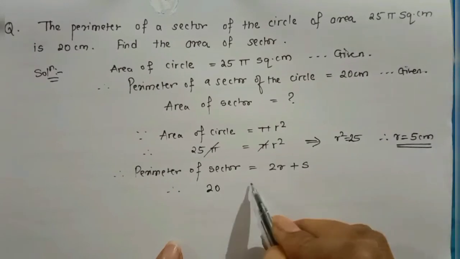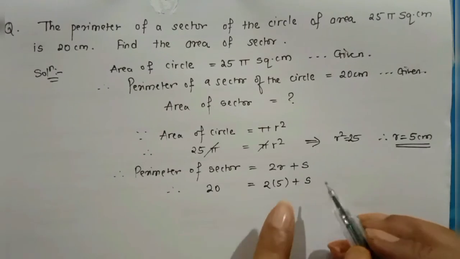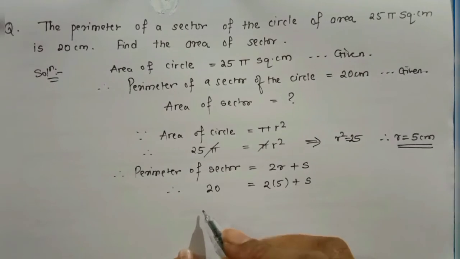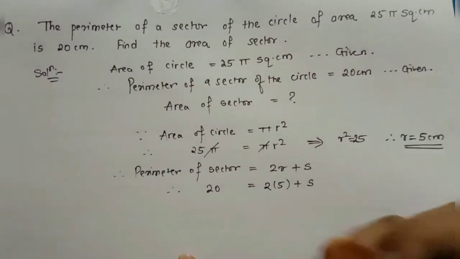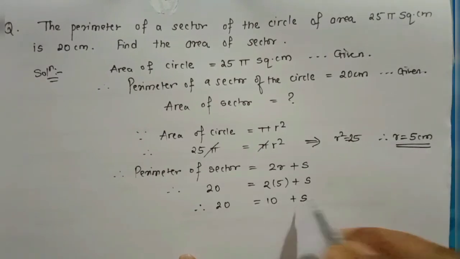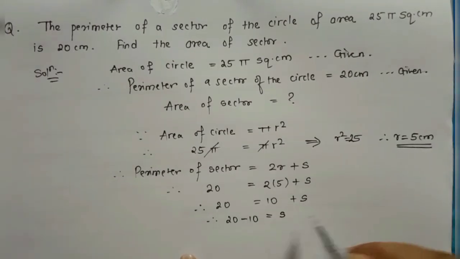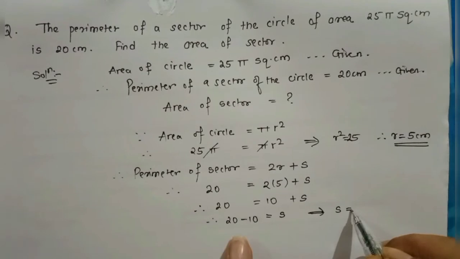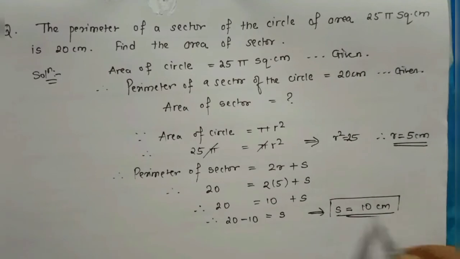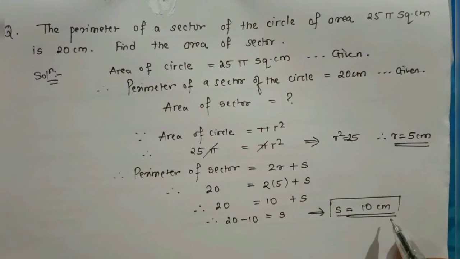Okay, so perimeter is 20, which is 2 into r, which is 5, plus s. We have to find out this s. This s is the length of the arc. S is nothing but length of arc. So this will be 20, which is 2 fives are 10 plus s, that is nothing but 20 minus 10, because this plus 10 coming here becomes minus, is equal to s. Therefore s is equal to 10. Okay, this also is in centimeter. The length of arc is denoted by s, that is 10 centimeter.